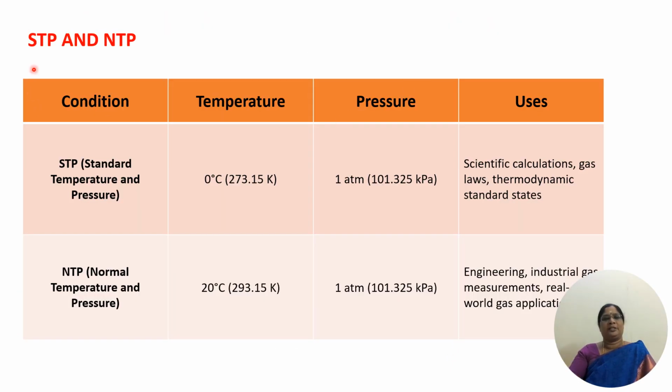Usually, while calculating, we will use two types of conditions. One is STP, another one is NTP. STP is standard temperature and pressure, in which the temperature is 0 degrees Celsius and the pressure is 1 atm. This type of STP calculation is used in scientific calculations, gas laws, thermodynamics, standard states. The next one is NTP, normal temperature and pressure, which takes the temperature as 20 degrees Celsius and the pressure as 1 atm, which is widely used in engineering, industrial gas measurements, real world gas applications.